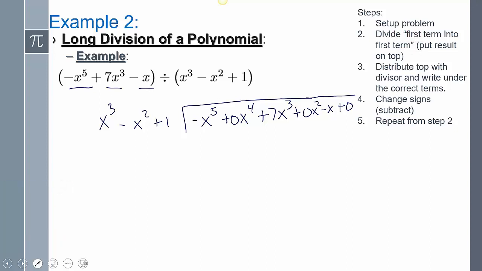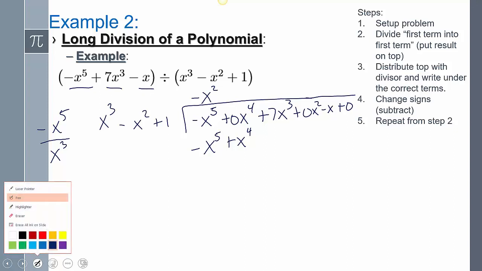So divide the first term into the first term. So first term divided into this value here. Write it off to the side if that helps. So that's going to simplify into minus x squared. Then I want to distribute that value and put it under the divisor. So this times this gives me minus x to the 5th. This value times this value gives me a positive x to the 4th. See why I put the placeholder now. I would not have had a spot to put the x to the 4th if I didn't put the placeholder. And so that's why we needed to include it.